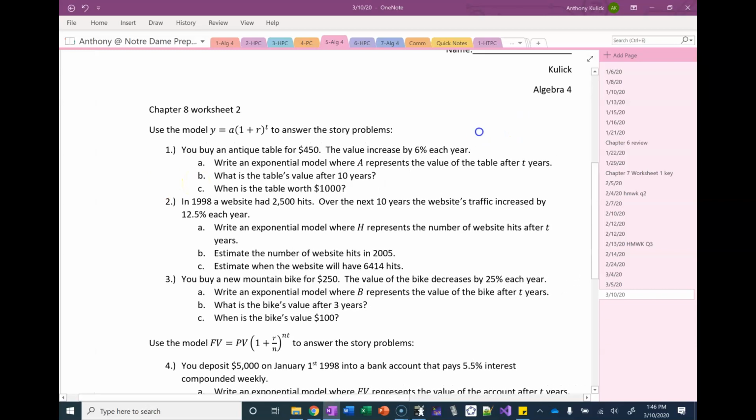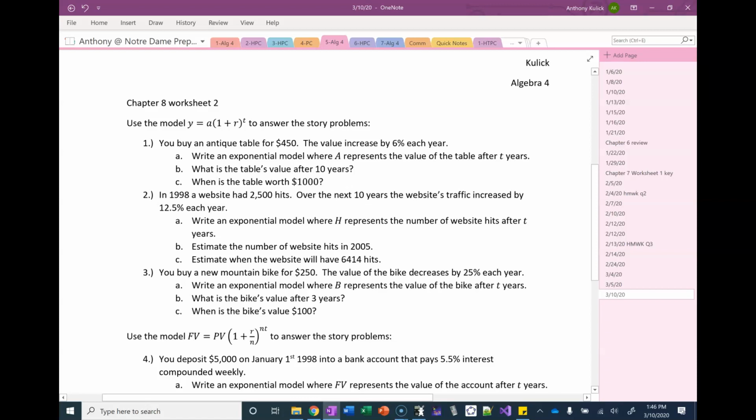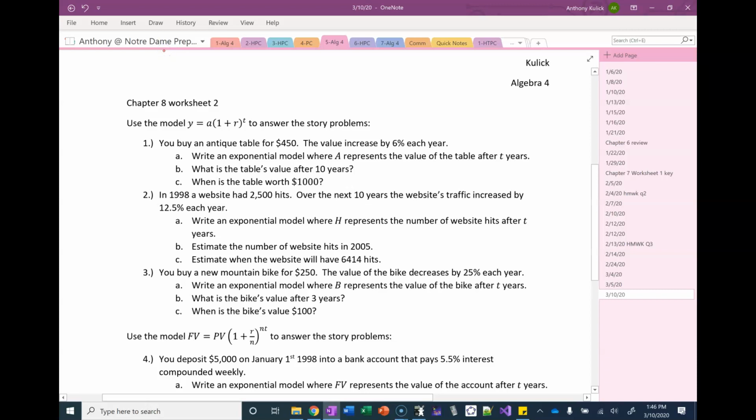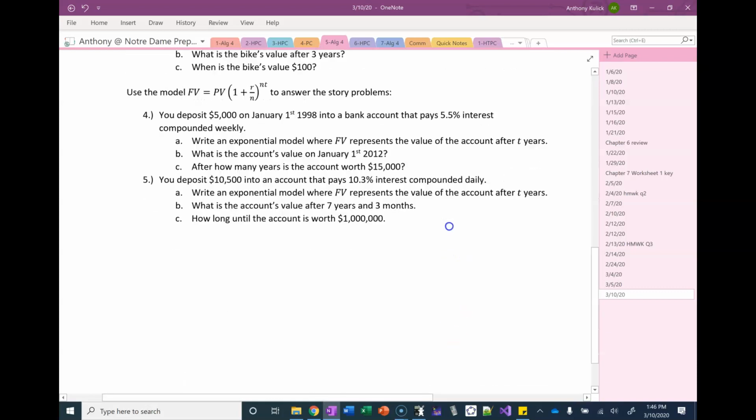Looking at this assignment from last time, do we have any questions that we want to deal with? Questions? Harley? Number 4. Okay. So it says you deposit $5,000 on January 1st, 1998 into a bank account that pays 5.5% interest compounded weekly.